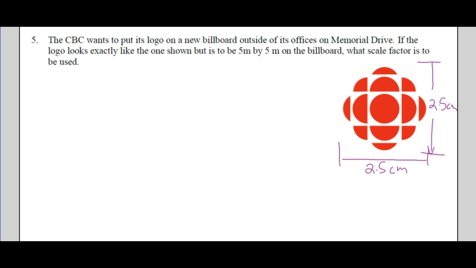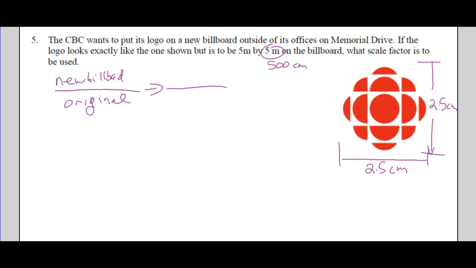So we've got the created to original, right? So the new one, what we want is the created, let's see, new billboard. So the new billboard over the original is equal to, okay, so the new billboard is 5 meters. What's 5 meters?